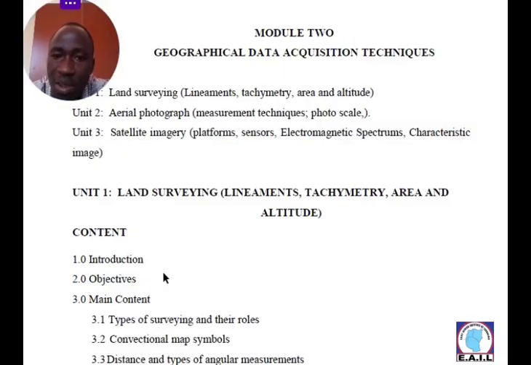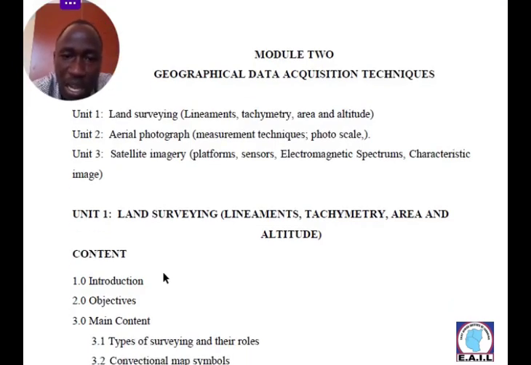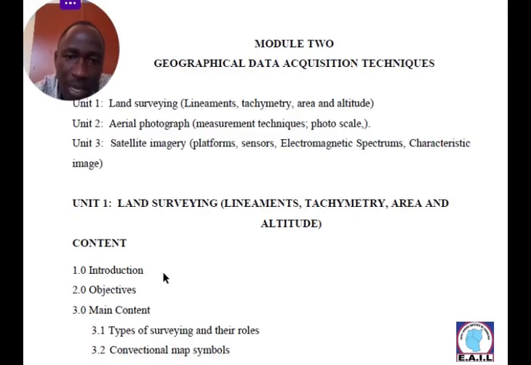Last time we talked about different things, and this time round we are going to be looking at geographical data acquisition techniques. In other words, how data can be obtained in our environment, within the atmosphere, and from the landscape. I told you that here we shall be looking at land surveying, aerial photographs, and also satellite images.